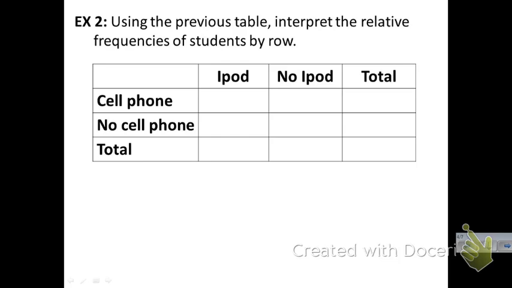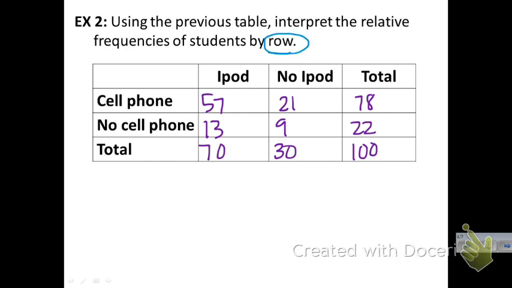Alright, this says to use the previous table to interpret the relative frequency of students by row. So I'm going to write those numbers in real quick. Okay, so I filled in the table. It says that we're going to interpret this by row. So you're going to go over and look at our rows. To do this, you're going to take 57, which is our subtotal, over the total, and find that relative frequency. It gives you 0.73. Then we're going to do the same thing with that 21 divided by the total, and that gives us 0.27. I did round to the nearest hundredth.